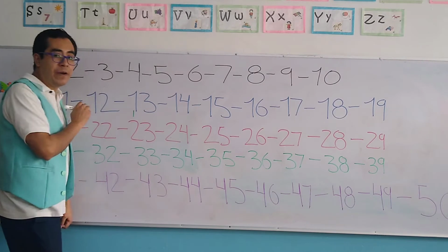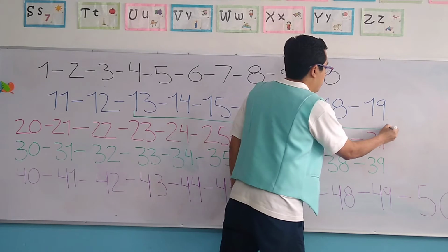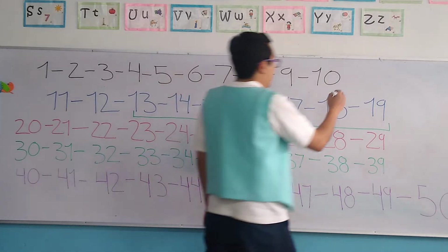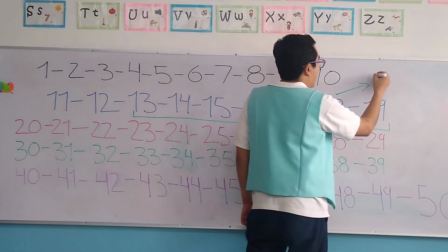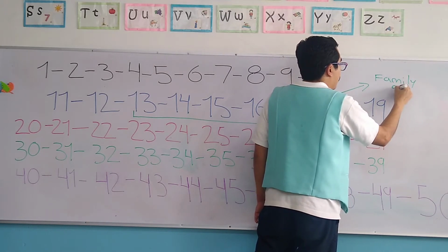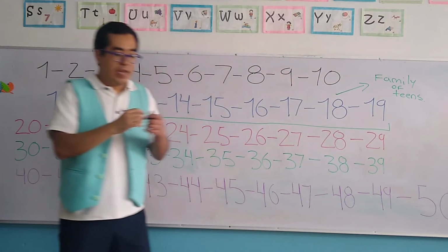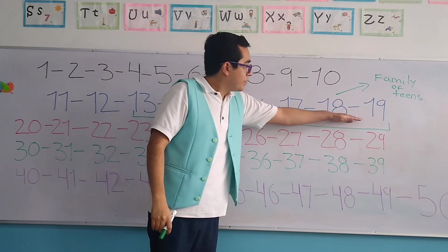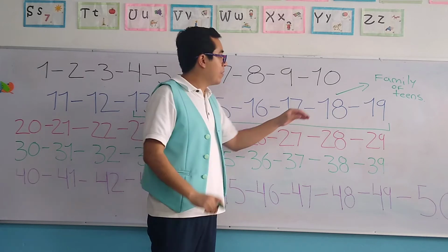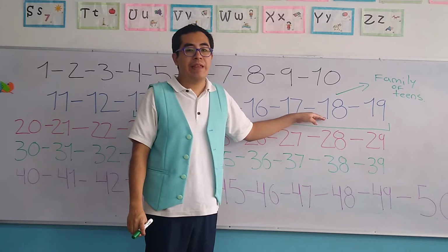From here, from 13 to number 19 is the family of the teens. A todo este grupo le vamos a llamar family, la familia of teens, de los teens. Why? Because the pronunciation of these numbers end with teen. La pronunciación de estos números terminan con teen. Por eso se les llama la familia de los teens.